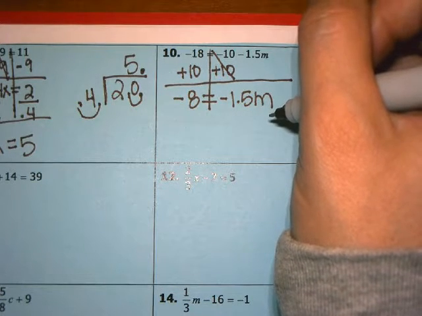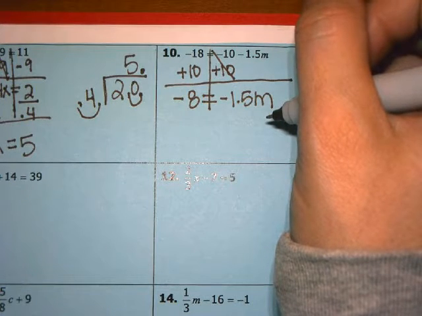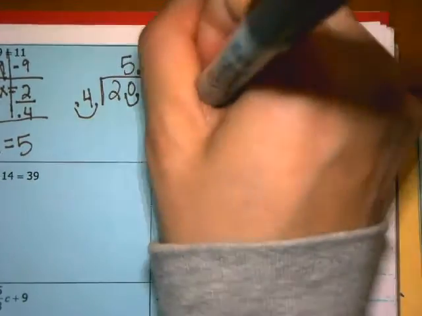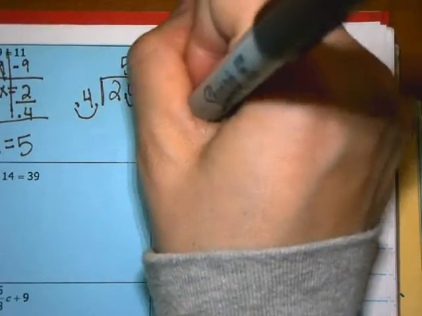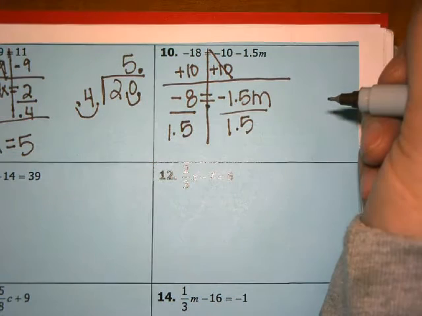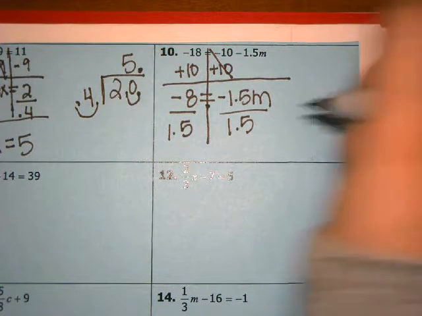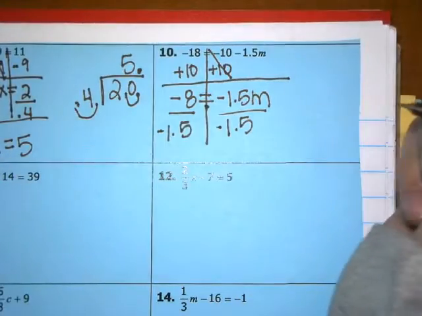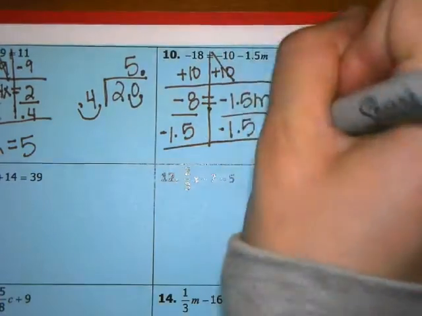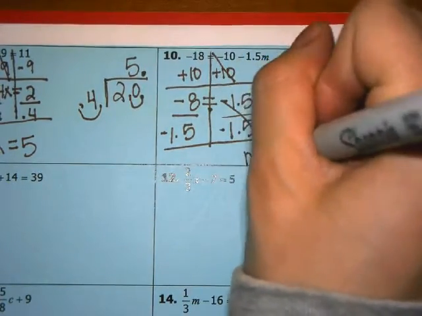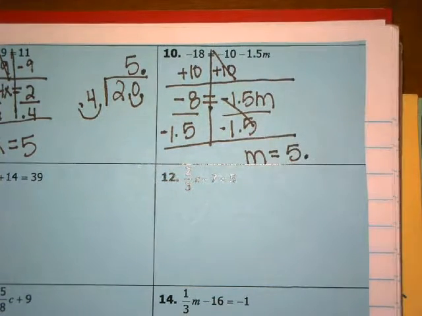I'm on number 10. When you divide by 1.5, just 1.5. Divide by the variable. Negative. I divide by a negative 1.5. If you don't divide by that negative, you will get the wrong answer. So m equals what, Luke? No. You're close. 5 point something.